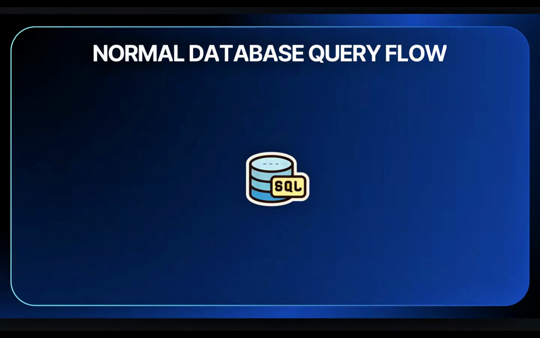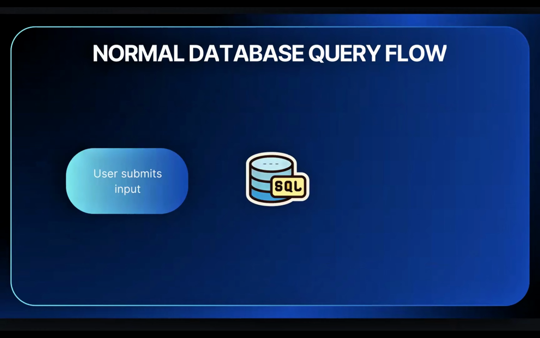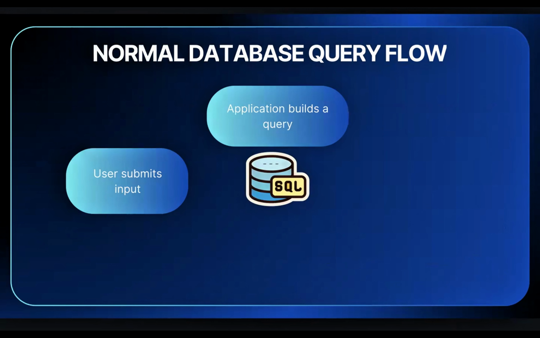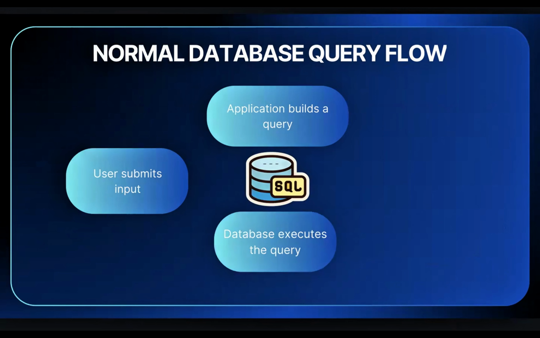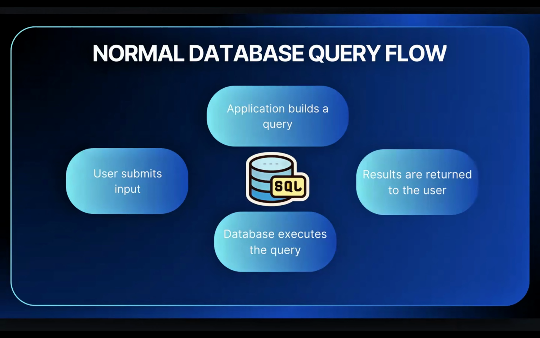Let's look at what a normal database query flow looks like. Web applications follow a predictable data flow. It starts with a user submitting an input, then the application builds a database query, then the database executes the query, and the results are returned to the user.